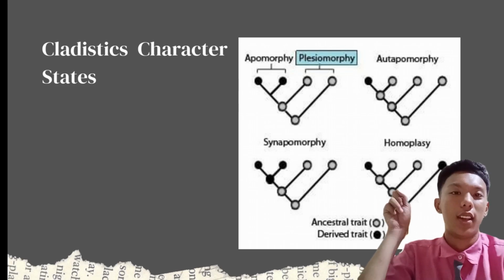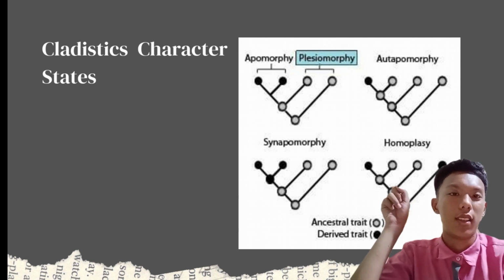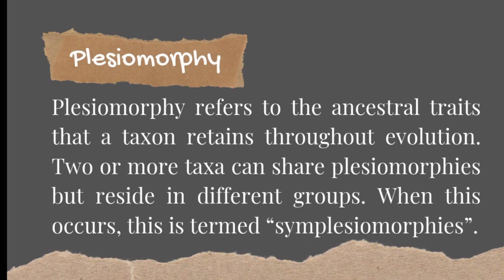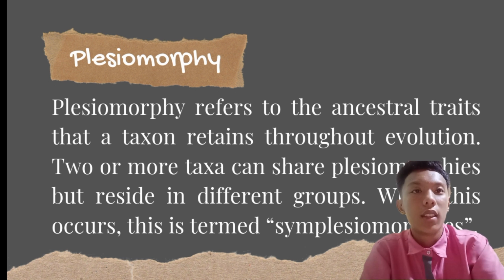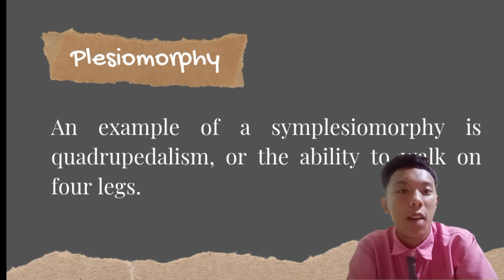So these are the cladistics character states. The first state is plesiomorphy. Plesiomorphy refers to the ancestral traits that a taxon retains throughout evolution. Two or more taxa can share plesiomorphies but reside in different groups. When this occurs, this is termed symplesiomorphy. An example of symplesiomorphy is quadrupedalism, or the ability to walk on four legs.